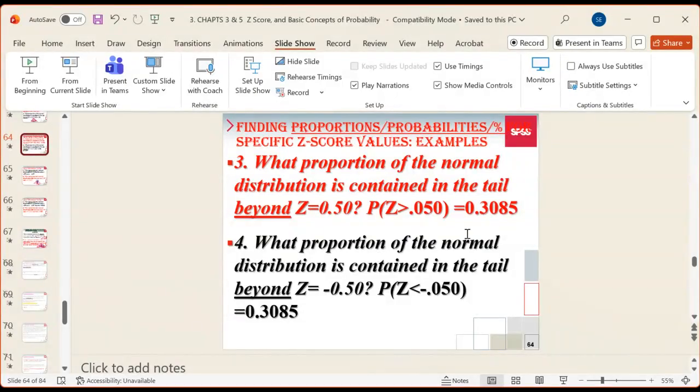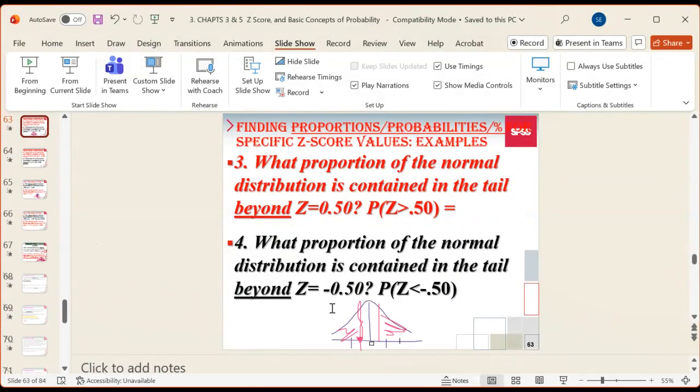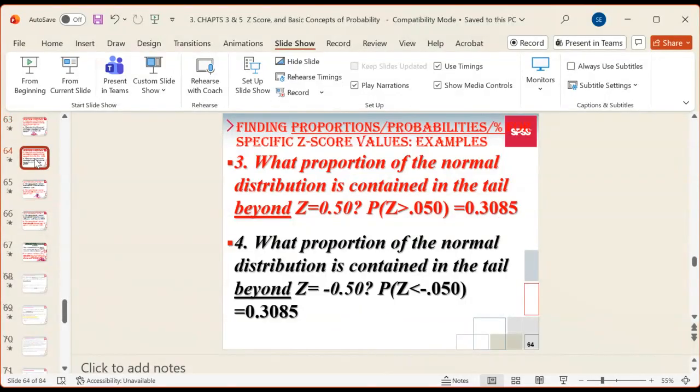You can see right there. If it's proportion 0.30, oh, right here. Either one is 0.3085, to the right or to the left. All right, so this was pretty much the same right there. And this one too. Again, you can practice with them. If you have any question, let me know.